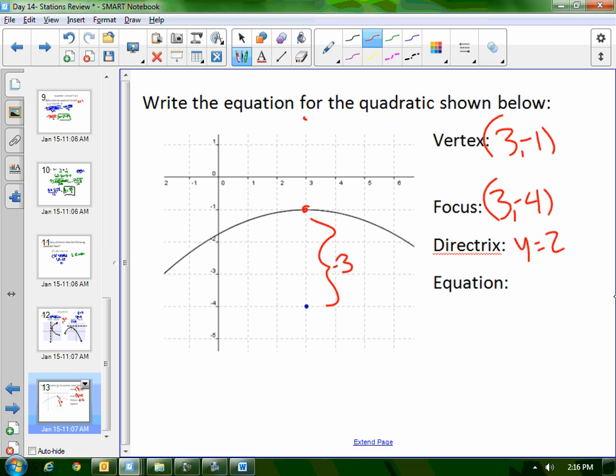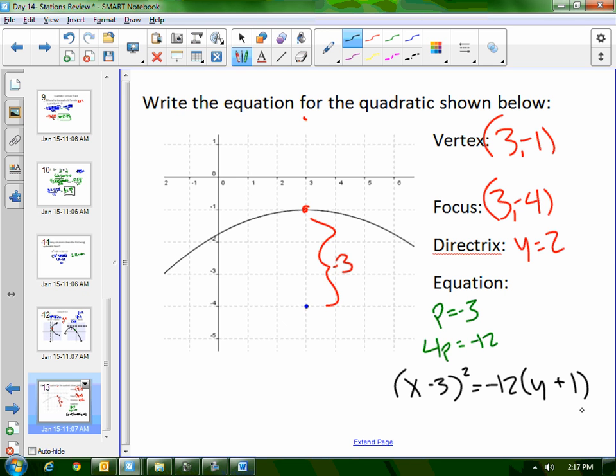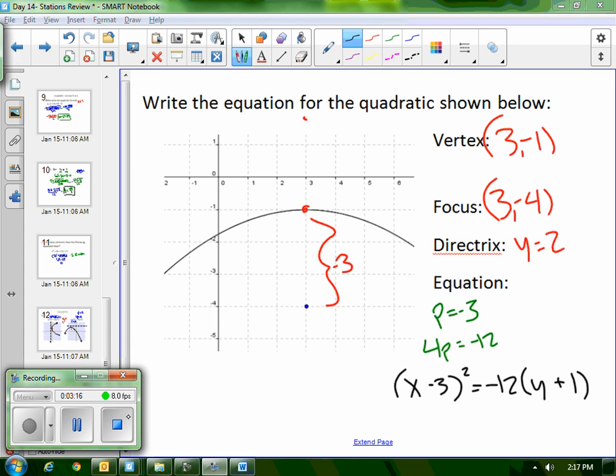And then the equation, I can go ahead and start filling stuff in. If p is -3, 4p would be -12. So in this problem, it's x minus the x coordinate, 3, squared, equals 4p, which is -12, times y minus -1, which would be y plus 1. So x minus 3 quantity squared equals -12 times y plus 1. Now I'm in business. That's cool, we're done.